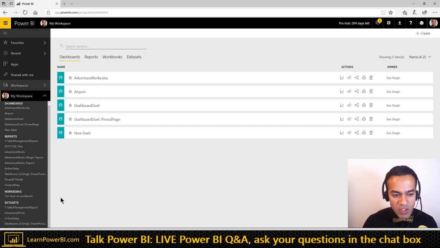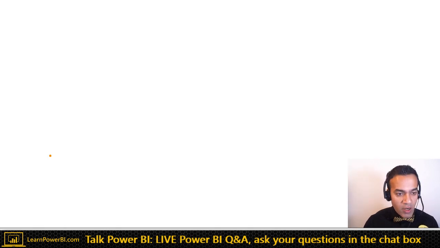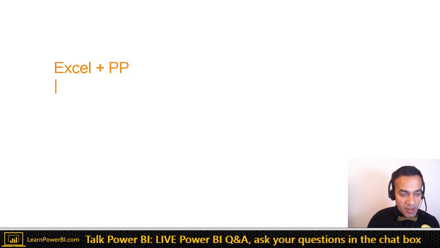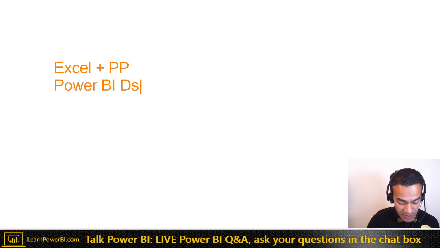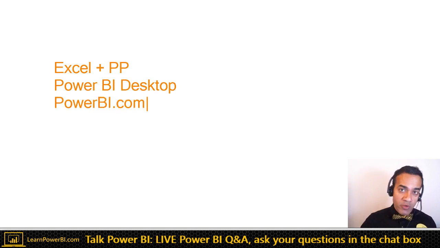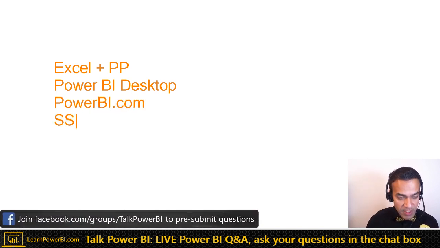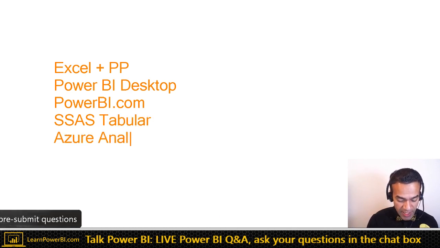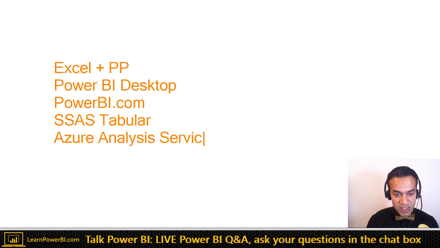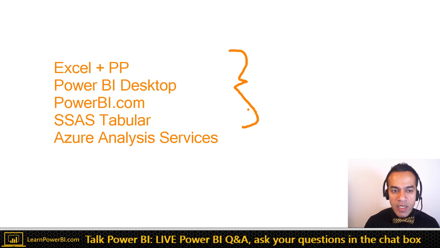Actually, a few answers. So first of all, I hope you realize that there is Excel plus Power Pivot. There is Power BI Desktop. There is PowerBI.com, which hosts the model, and then there is a whole bunch of other stuff. There's Azure SSAS Tabular, there's Azure Analysis Services, which is kind of the same thing. And they all have essentially the same engine underneath. So, yeah, different flavors of the same thing. It's the same engine running underneath.